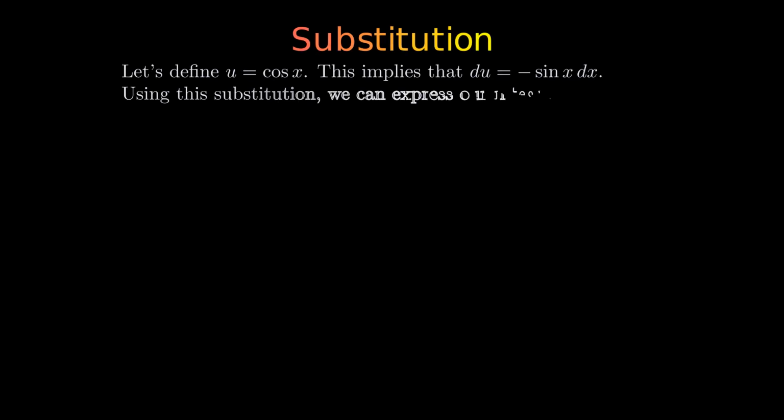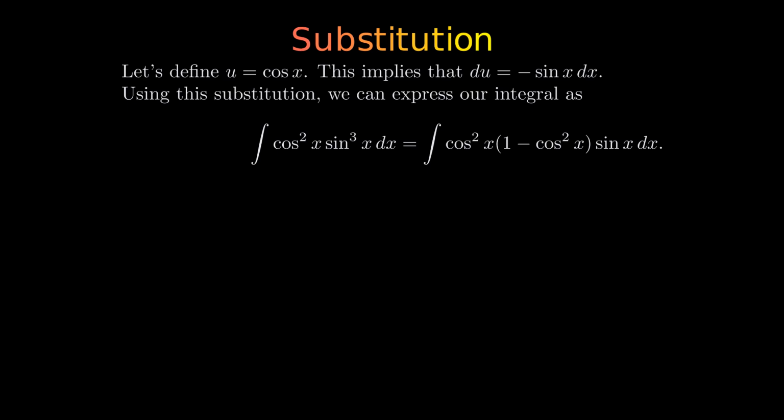Let's define u equals cos x. This implies that du equals minus sin x dx. Using this substitution, we can express our integral of cos²x sin3x dx in terms of cos x and 1 minus cos²x dx.